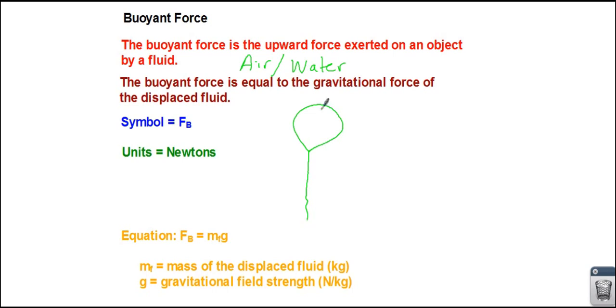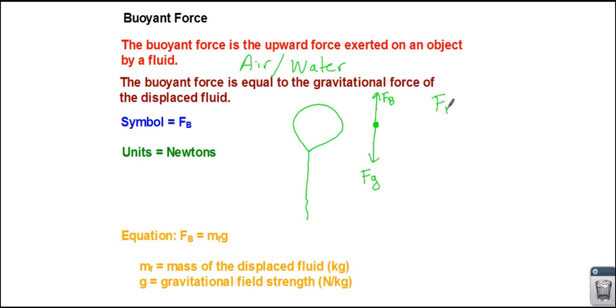Well, it's either going to rise or it's going to sink, and that is going to be based upon the forces that are acting on it. So one force that's acting on this helium balloon is the gravitational force, okay? However, it is in a fluid. It's in air. Therefore, there is a buoyant force acting on this helium balloon. And that buoyant force is exerted upward. Okay, so there are two forces acting on the balloon.